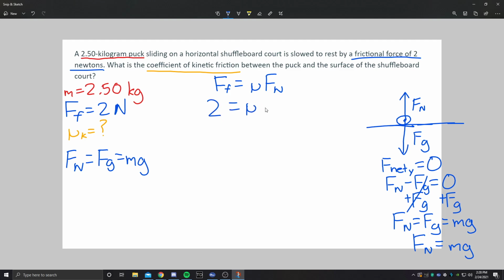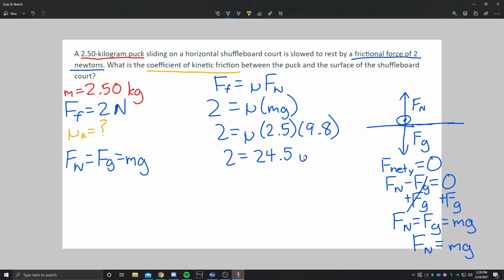So your force due to friction is 2, right? And your normal force is mg. So 2 is equal to u times 2.5 times 9.8. And you divide by 24.5. And your coefficient of kinetic friction between the puck and the shuffleboard is 0.082.